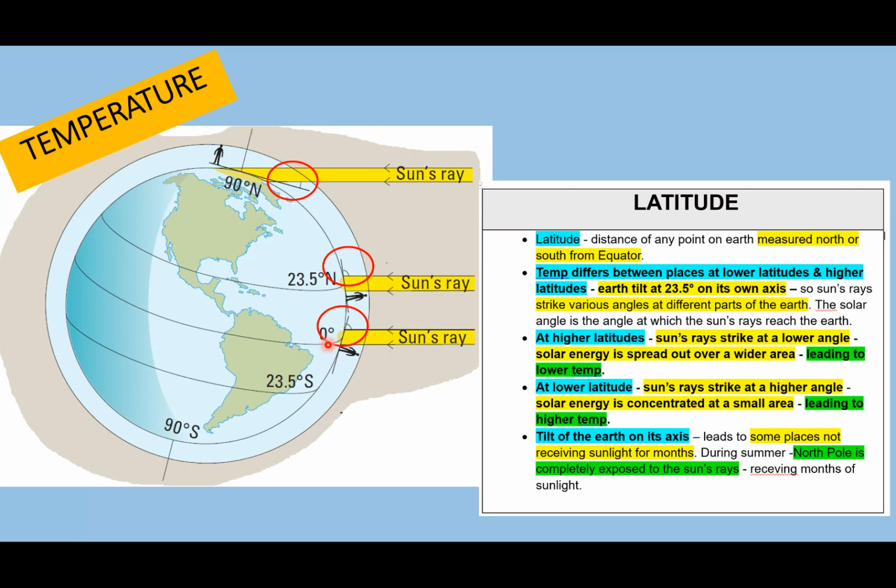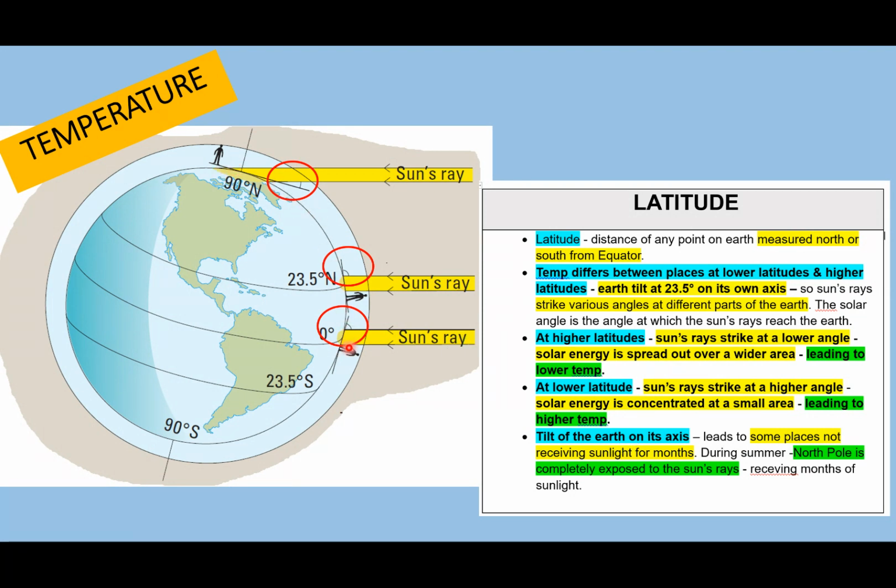Earth tilts at 23.5 degrees on its own axis, so the sun's rays strike at various angles at different parts of the Earth. The solar angle is the angle at which the sun rays reach the Earth. At higher latitude, the sun rays strike at a lower angle. Solar energy is spread out over a larger area, leading to lower temperature.